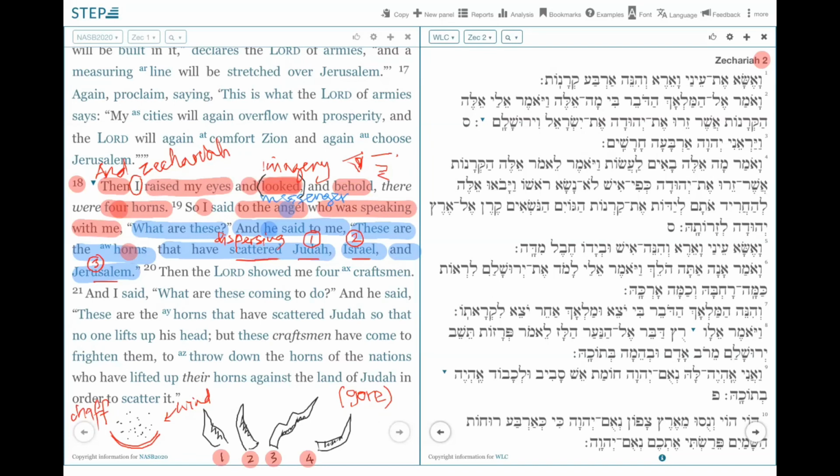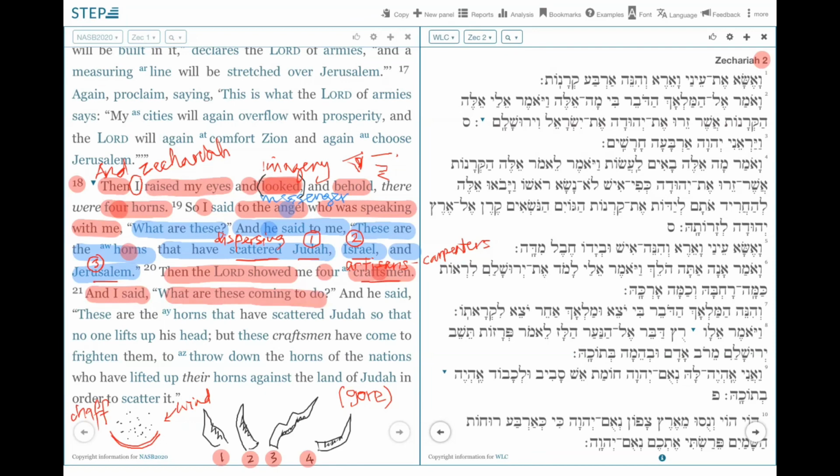That's what's happening here. The Lord showed me four craftsmen. Now, these are artisans. Artisans. If you like, carpenters. What is the role of a craftsman? The role of these craftsmen or artisans has the ability to cut down the horns. That's the picture we're getting. We have the anti-horn powers coming. So it says, and I said, what are these coming to do? These craftsmen or these artisans, the carpenters.